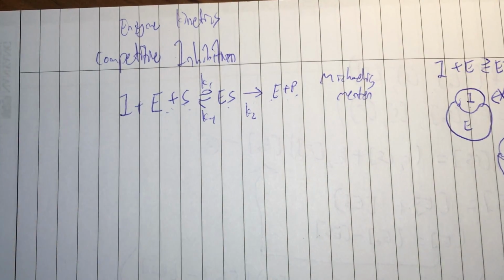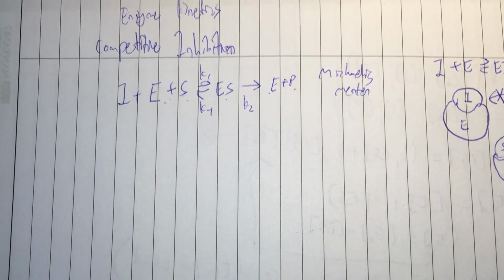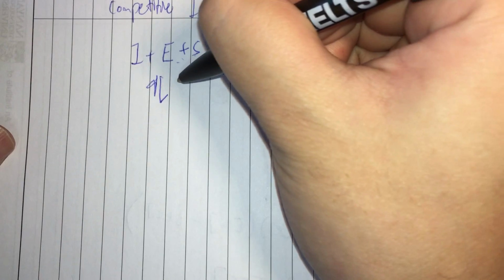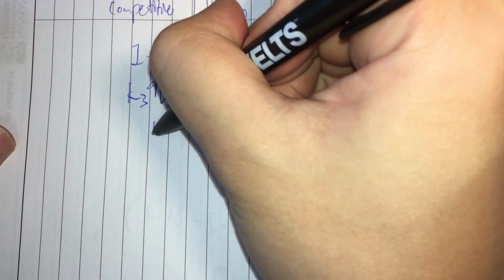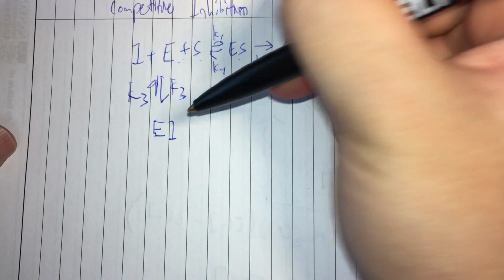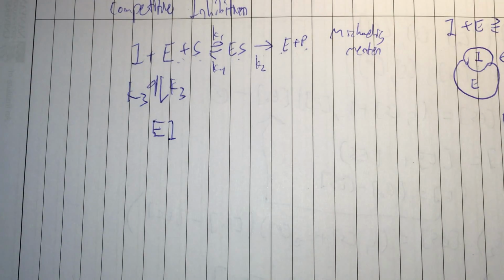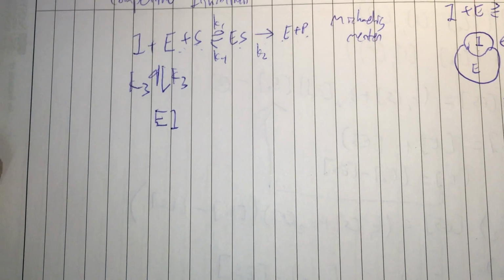Okay, so the inhibition scenario, well, you'll have this case. Let's say there's a reversible reaction here, and then you'll have K3 forward, K minus 3 backward, and you have EI. So what this competitive inhibition does is that it renders a good fraction of this enzyme, of the total concentration of enzymes, basically inactive. Now let's start deriving it.